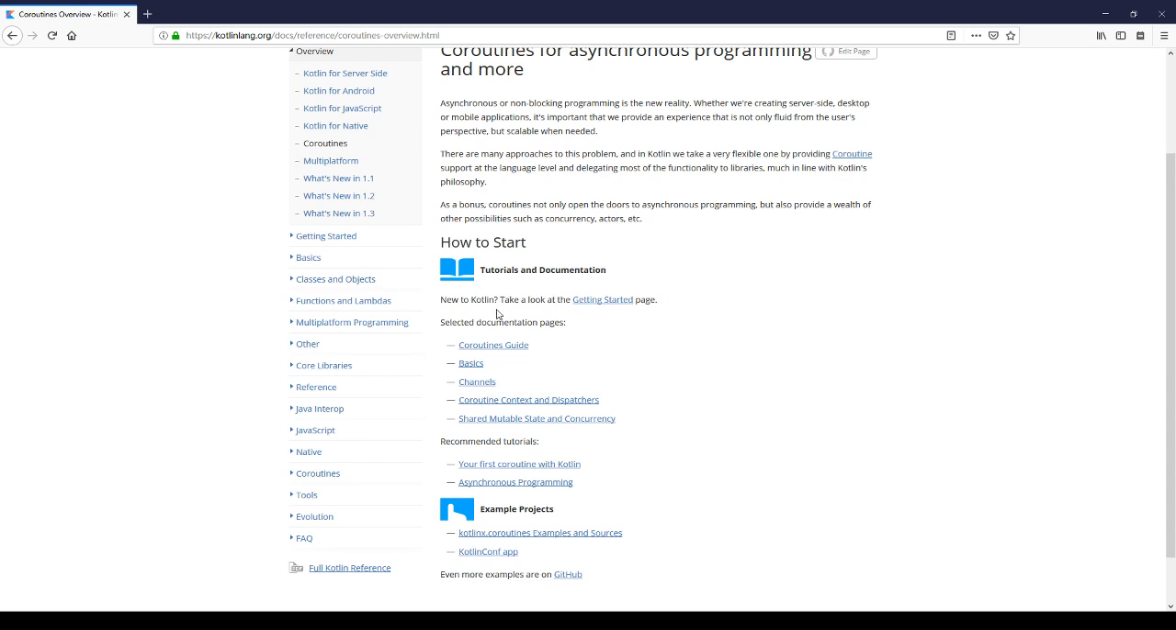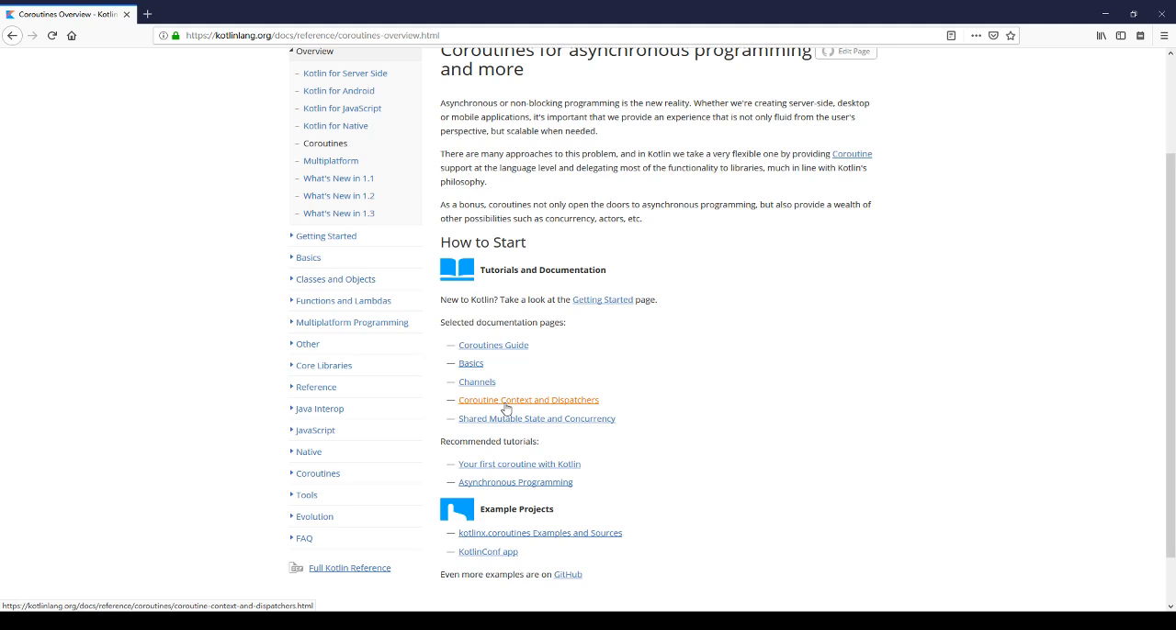Today I am going to learn more about coroutines, and you're going to see what obstacles I have run into and how I try to get over them, I would say.